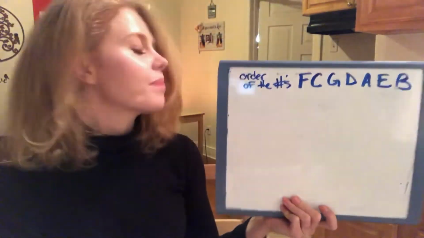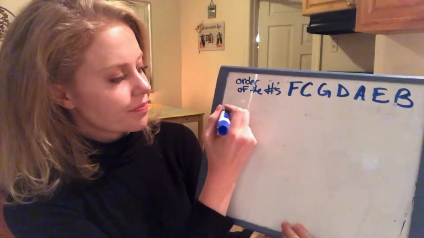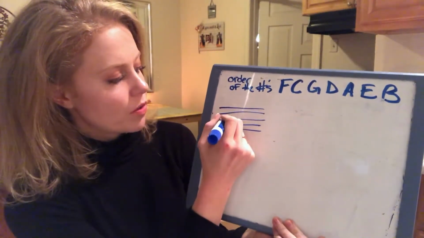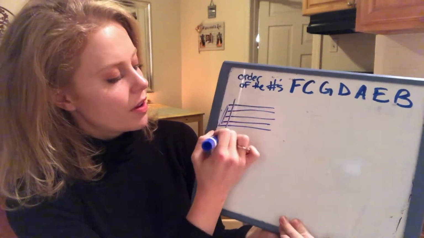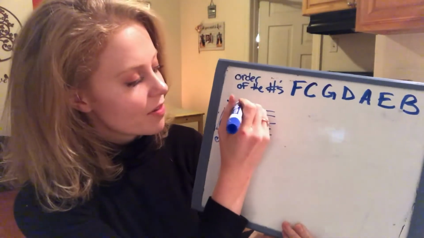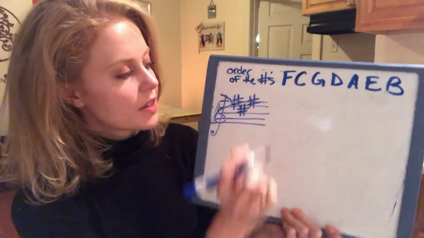Okay, so let's say we have a key signature with 3 sharps. 1, 2, 3, 4, 5. Because 3 sharps is really common in our Suzuki books, right? If you open the Suzuki book, book 1, you're gonna see something with 3 sharps in it.